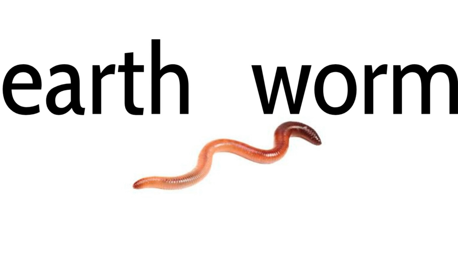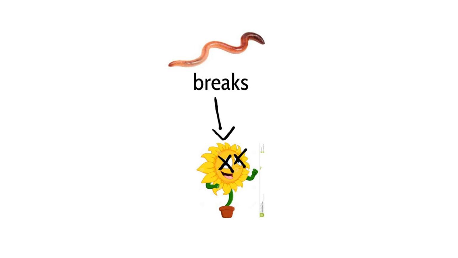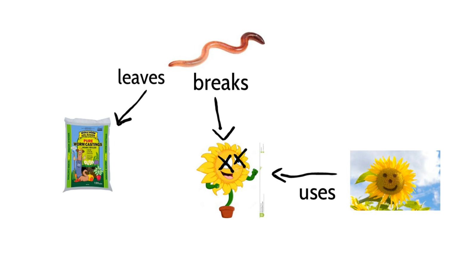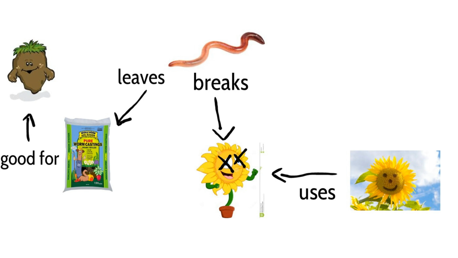An example of a decomposer is an earthworm, who breaks down dead plants which other plants use, and leaves a casting when it eats, which is also very useful to the soil as a fertilizer.